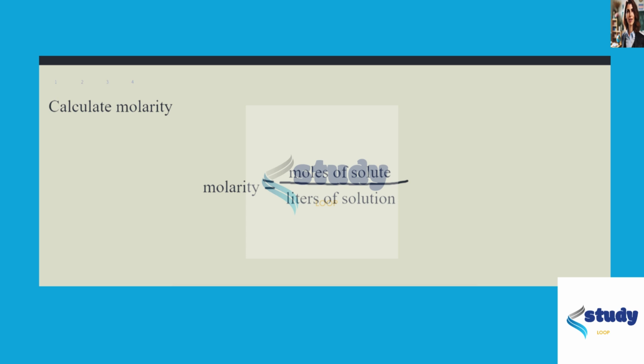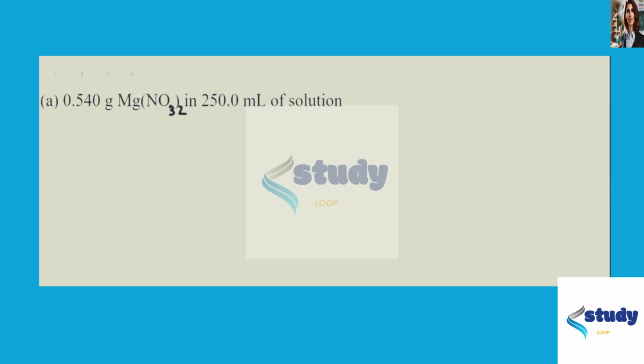Recall that the equation for molarity is given by moles of solute divided by liters of solution. In part A, we're given the mass of the solute, magnesium nitrate, and the volume of solution, but the volume is given in milliliters. So the first thing we need to do is change our volume from milliliters to liters. We do that by dividing by 1,000. So this is going to give us 0.2500 liters of solution. Again, I divided by 1,000.